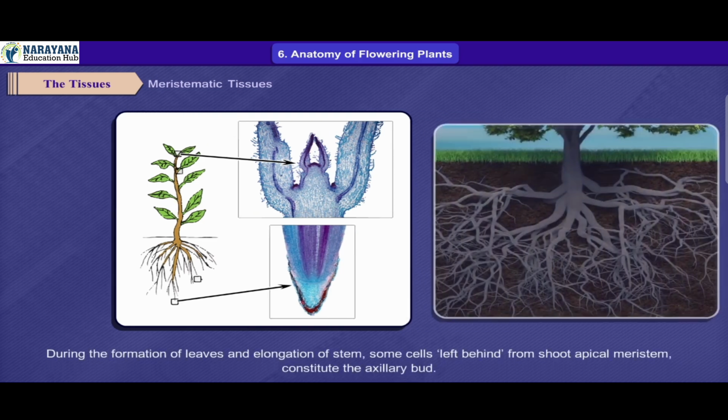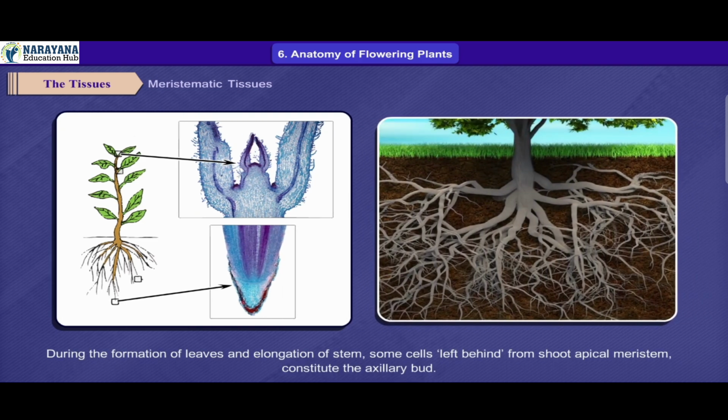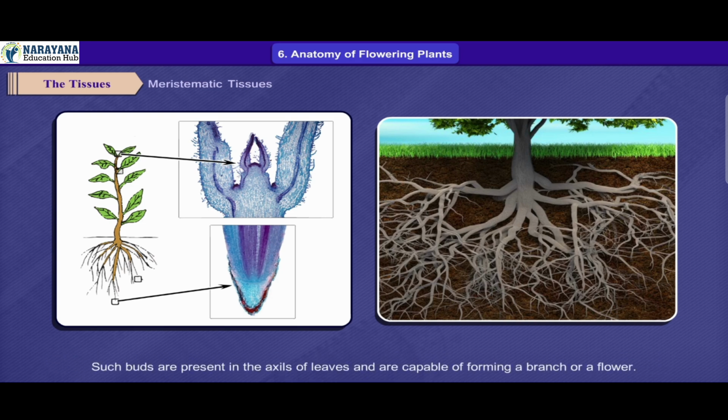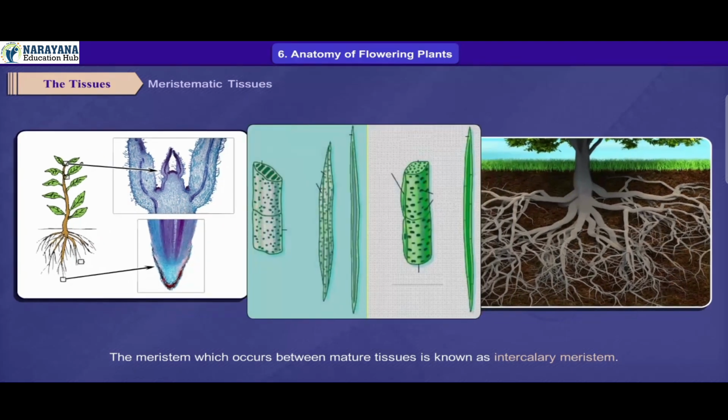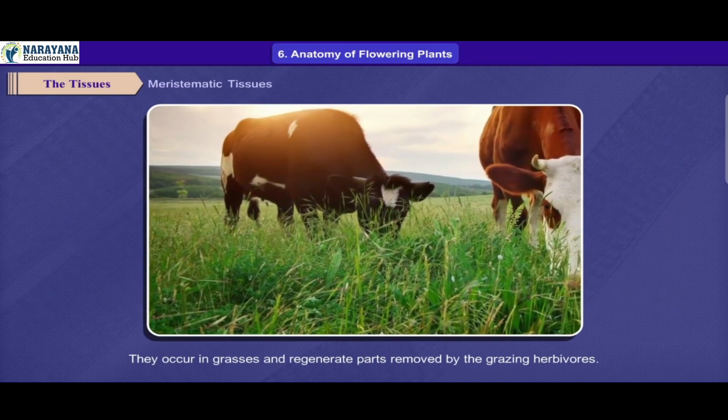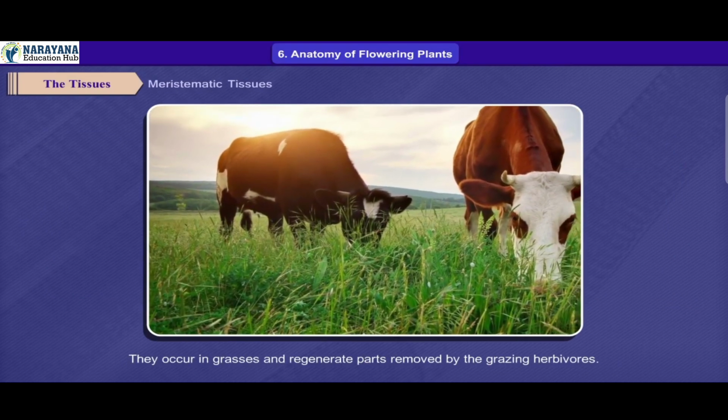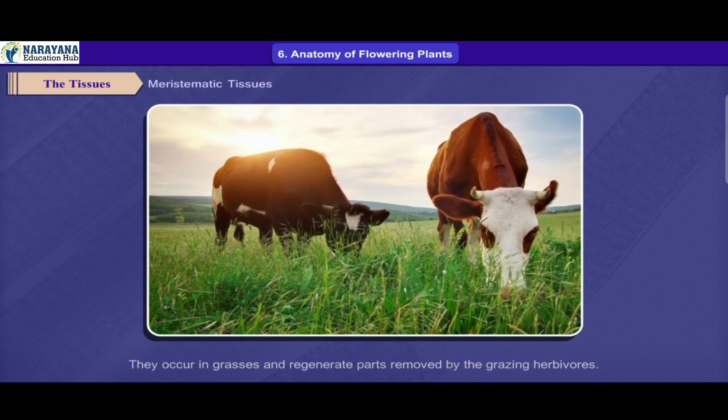stem axis. During the formation of leaves and elongation of the stem, some cells left behind from the shoot apical meristem constitute the axillary bud. Such buds are present in the axils of leaves and are capable of forming a branch or a flower. The meristem which occurs between mature tissues is known as intercalary meristem. They occur in grasses and regenerate parts removed by grazing herbivores.